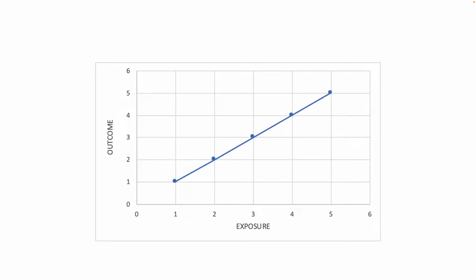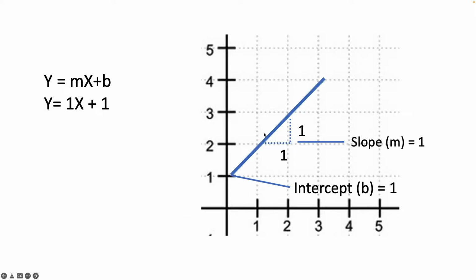Just a quick refresher about what we're talking about here. Regression is a way of representing the relationship between an exposure and an outcome, so the thing causing the disease. And just a quick review of the anatomy of a line.